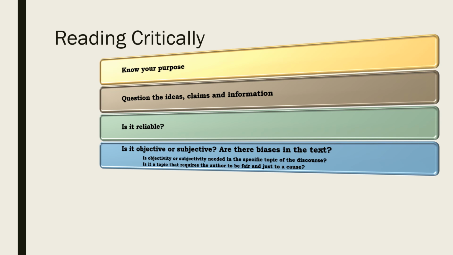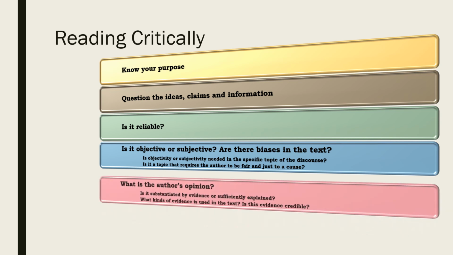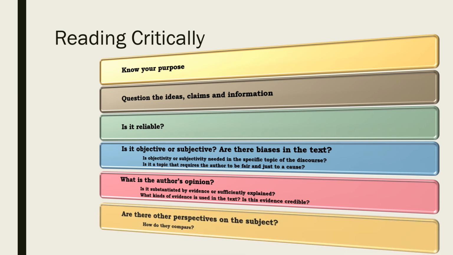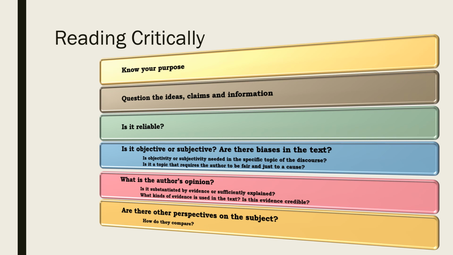What is the opinion of the author? Is it substantiated by evidence or sufficiently explained? What kinds of evidence is used in the text? Is this evidence credible? Are there other perspectives on the subject? How do they compare in terms of reliability, thoroughness, authenticity, objectivity, and quality?